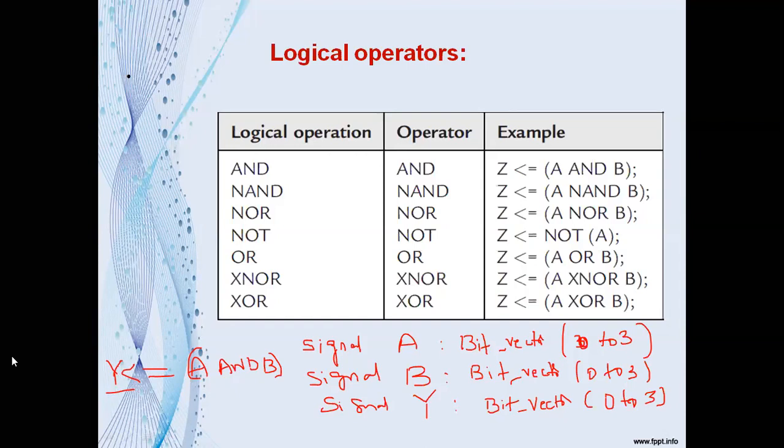What are the various logical operations in VHDL? AND, NAND, NOR, NOT, OR, XNOR, XOR. These are the predefined logical operations we can perform in VHDL.